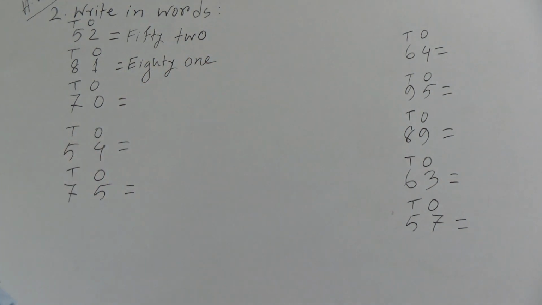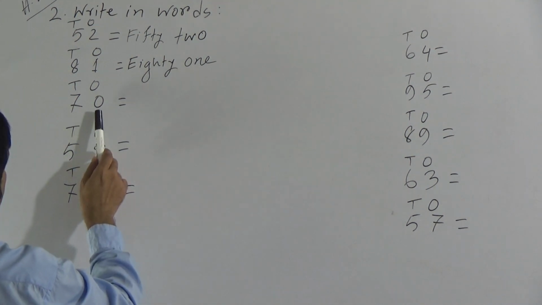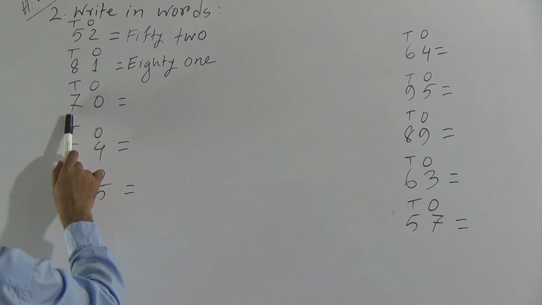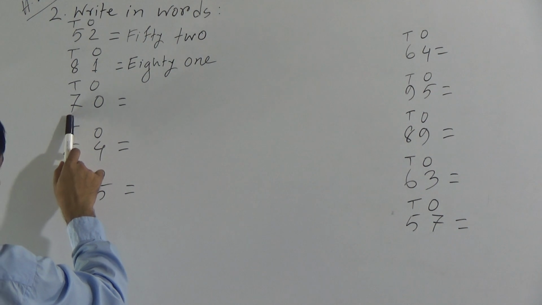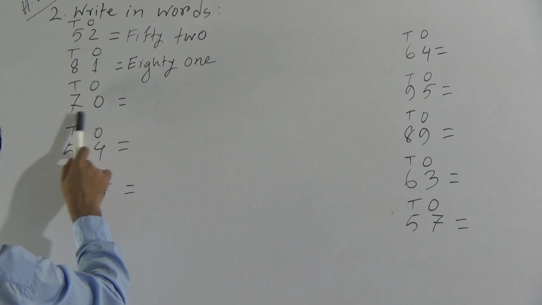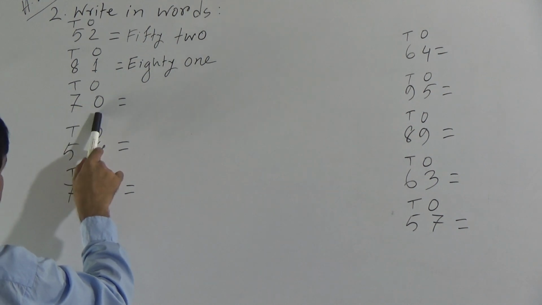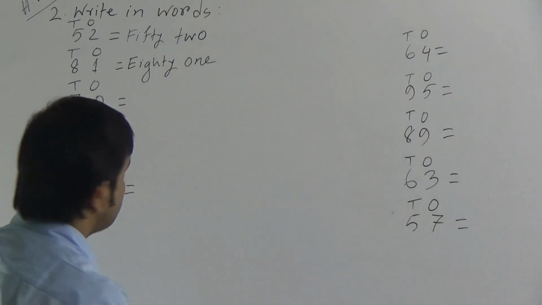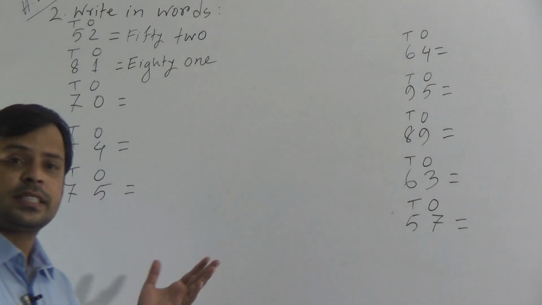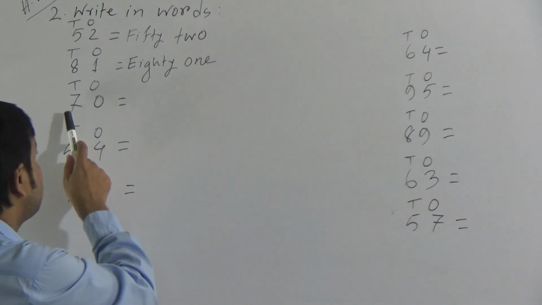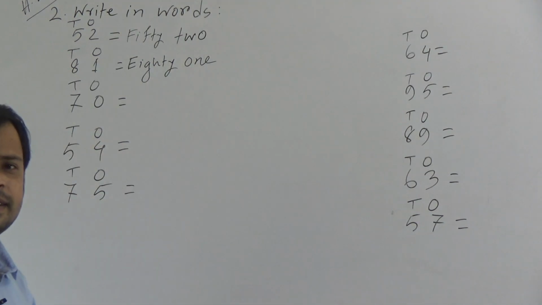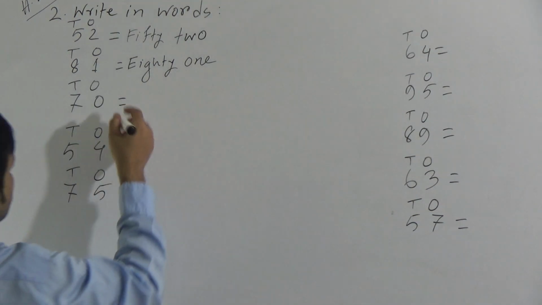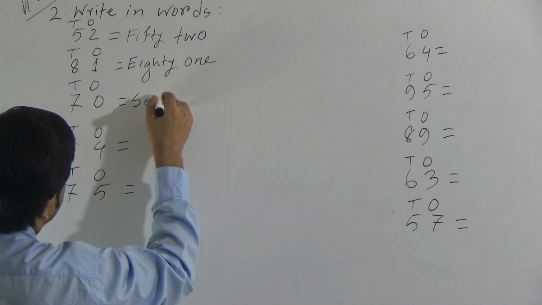Then next number is ones position 0, tens position 7. So, we can say the number is 70. As here ones position is 0, just we will say the tens position. As tens position is 7, so the number will be 70. So, you can write here 70.